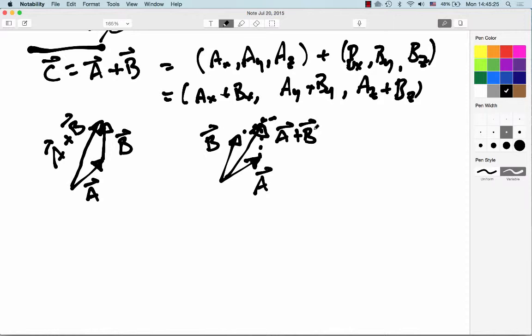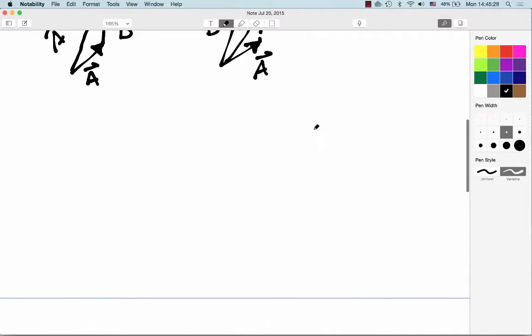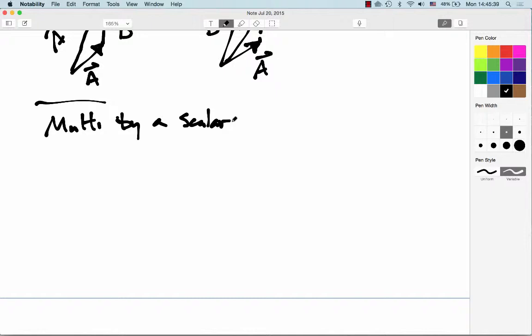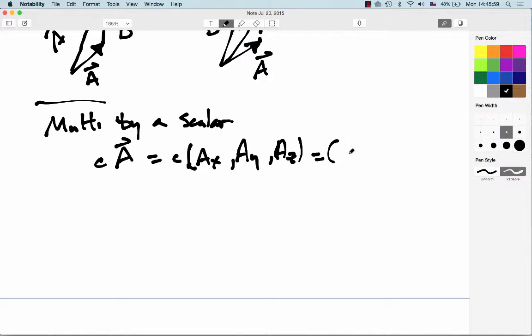Okay. One of the other operations I can do is I can multiply by a scalar. A scalar is just a fancy way of saying just a number, no direction. So I can take some scalar c and multiply it by a. Again, if we're doing it in components, say ax, ay, az, I multiply c by each of these individually. So this will be c ax, c ay, c az, like so.